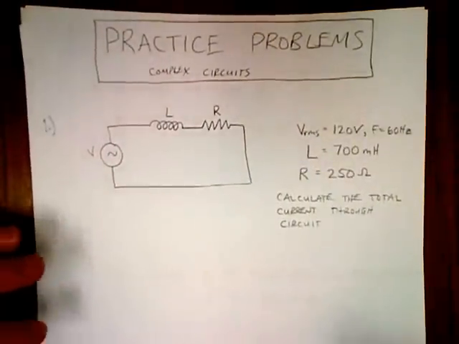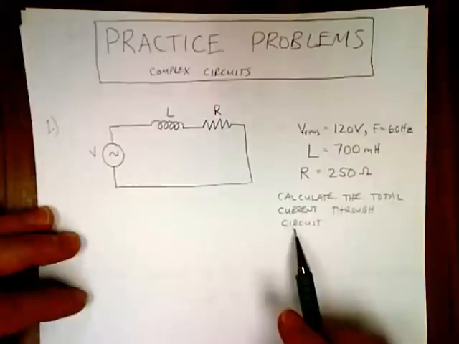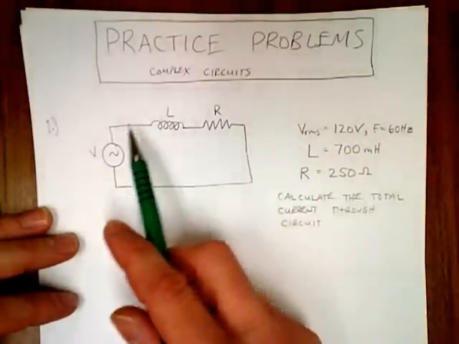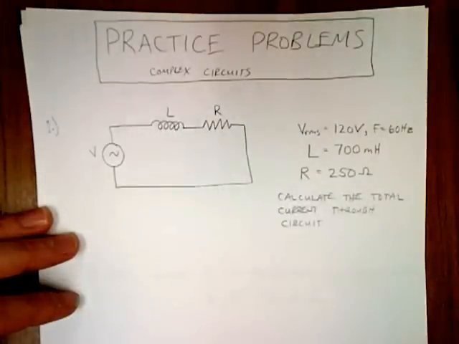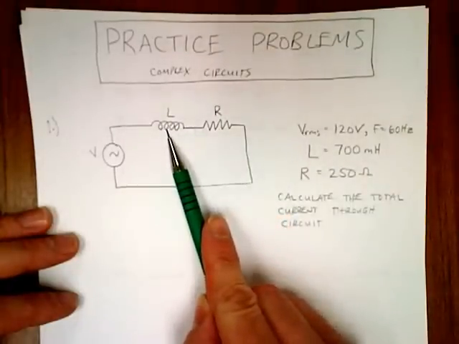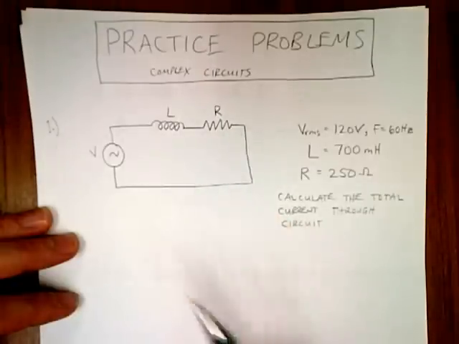Here's a practice problem, complex circuit. We're just going to calculate the total current through the circuit. So it's just like a regular Ohm's law problem, except it's complex. So instead of resistance, it's going to be impedance. And impedance is the real part, which is the resistance, and the reactance, which is the imaginary part. So we need to figure out what the impedance is and then work out the current.